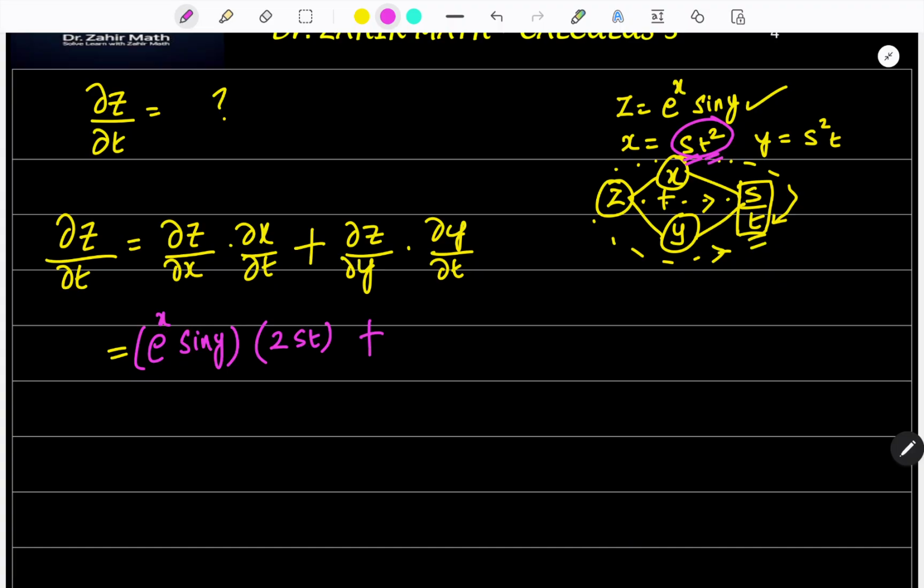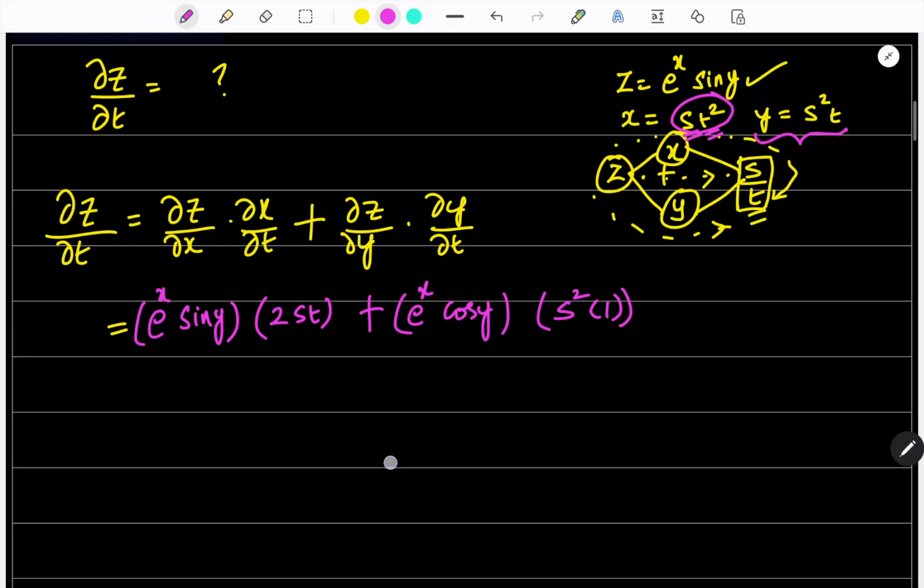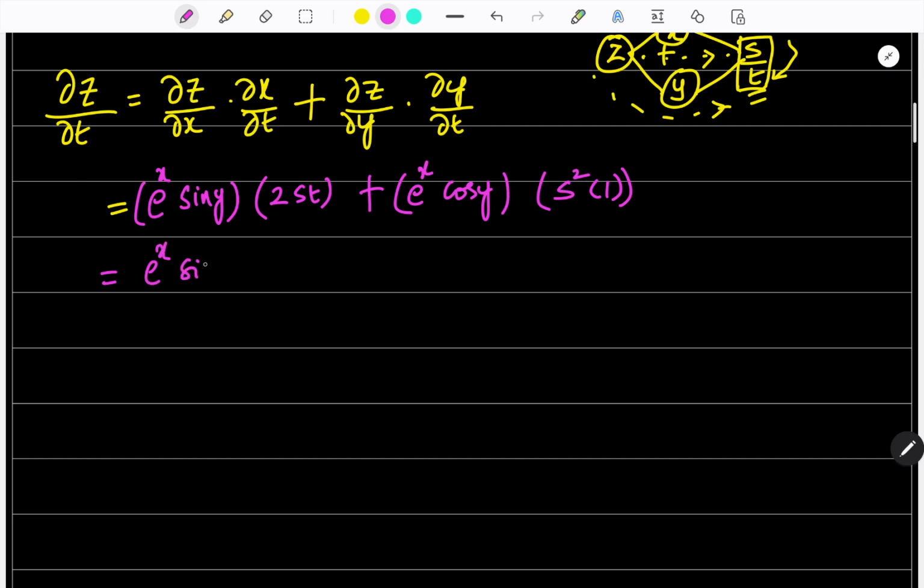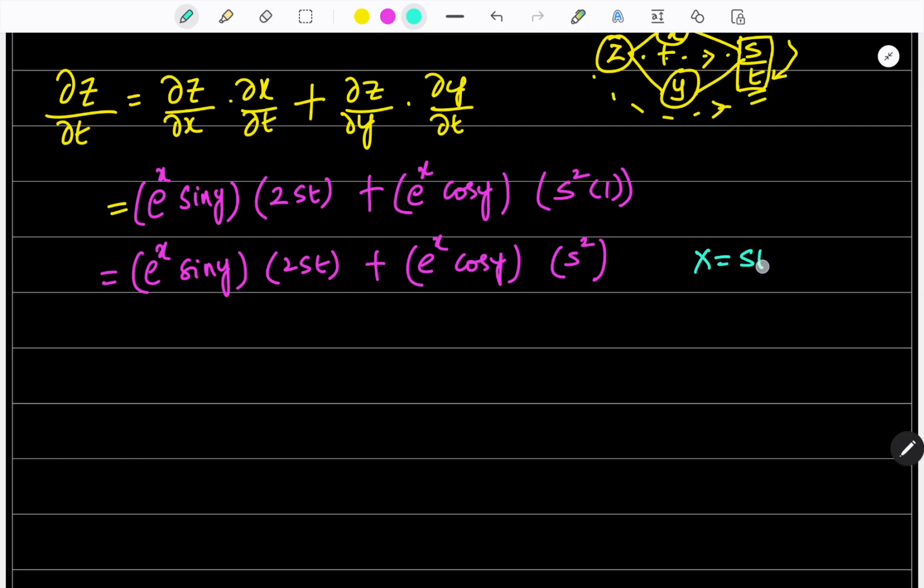And then plus dou z by dou y. What is dou z by dou y? You are going to differentiate this one. So e power x, and then you differentiate sine y, which is cosine y. And dou y divided by dou t is, you differentiate this with respect to t. So you'll get s square times 1. So this equals e power x sine y times 2st, plus e power x cosine y times s square. Right. So we are going to put the values in. What values? s equal to s t square and y equal to s square t.